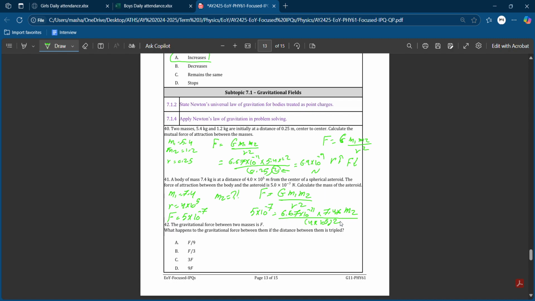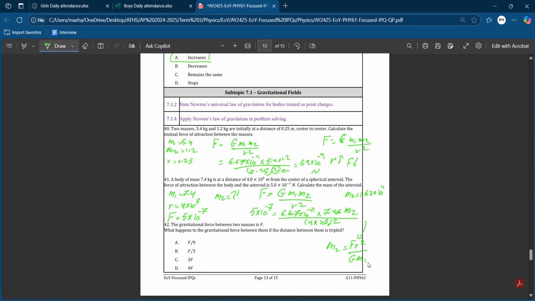Please, in this question, do not try to do shift solve. Rearrange it mathematically. And the answer will be M2 equals 1.62 times 10 to the power 11. How to arrange it mathematically? You can do it as M2 equals F times R squared over G times M1.